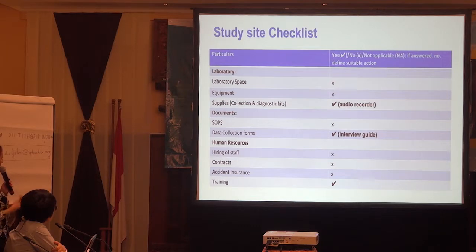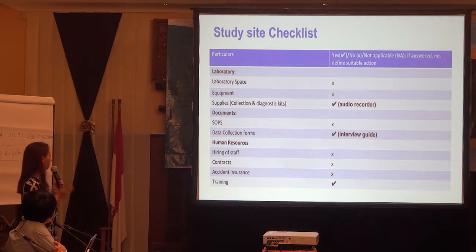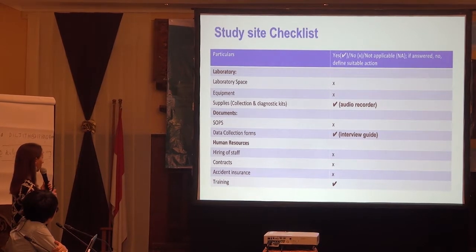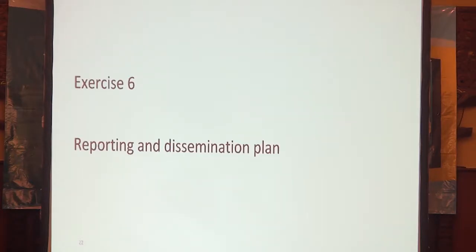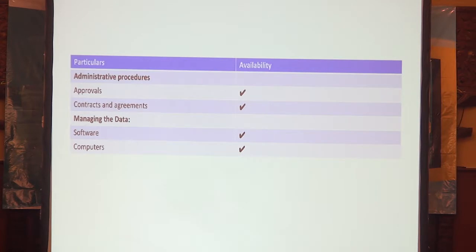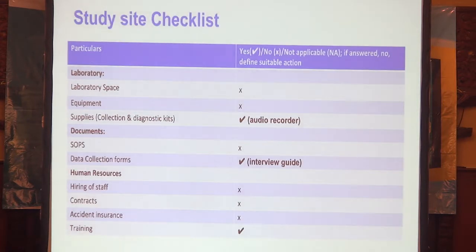Concerning the study site checklist, since our study is a qualitative study, we don't need laboratory space and equipment, but we need a collection of interviews with an audio recorder. We don't need SOPs, but we need the data collection forms, that is the interview guide. That's all.